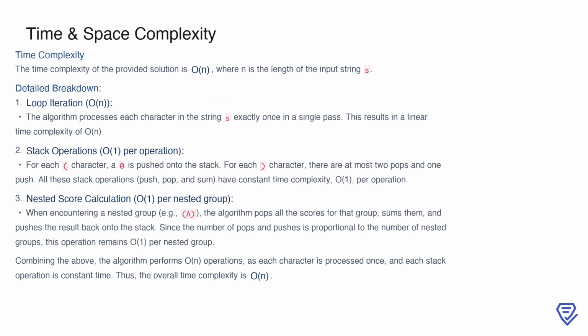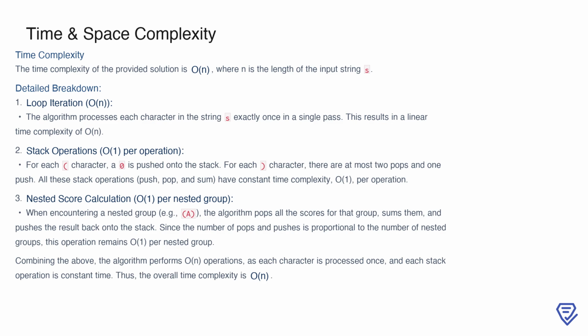The time complexity of our solution is O(n), where n represents the length of the input string s. This efficiency comes from the fact that the algorithm processes each character in the string exactly once during a single pass. Let's break it down further. First, the loop iteration itself is O(n), since we traverse the string from start to finish, handling each character one by one. Next, the stack operations are performed in constant time, O(1), for each operation.